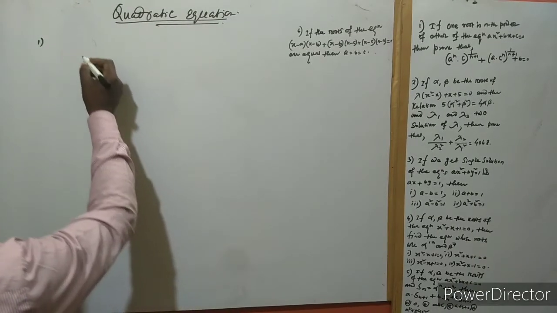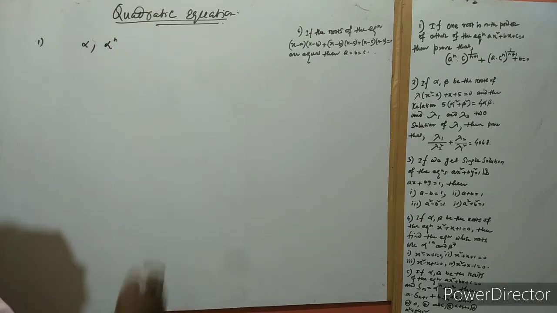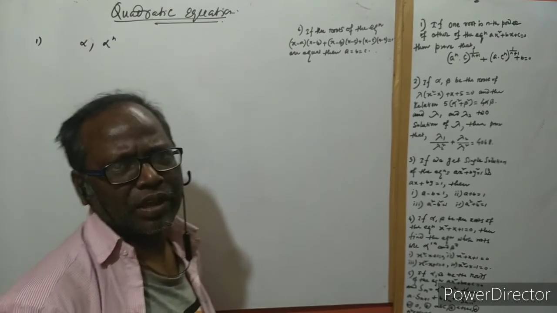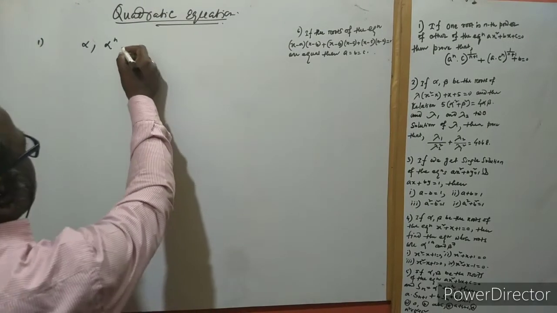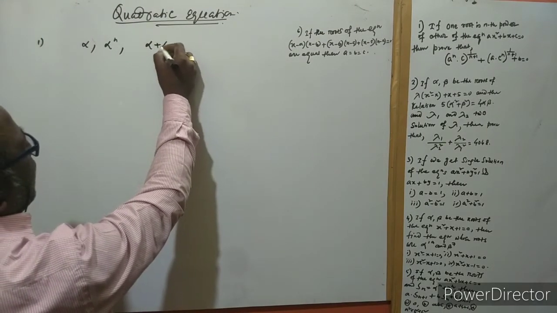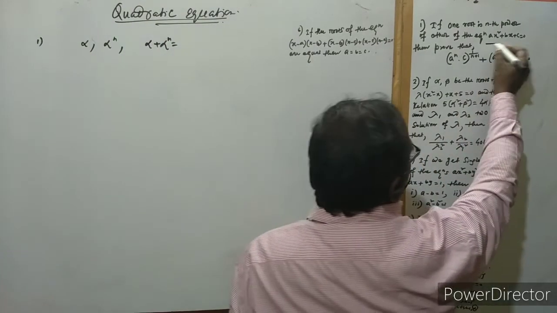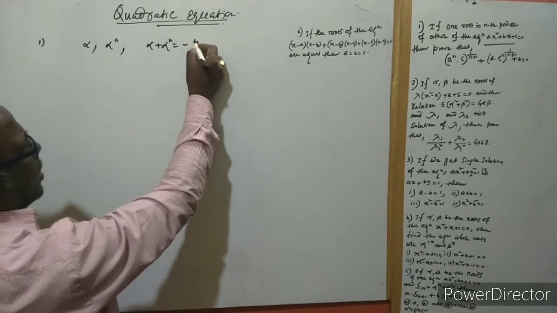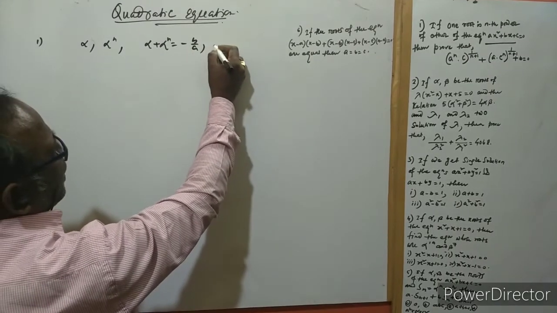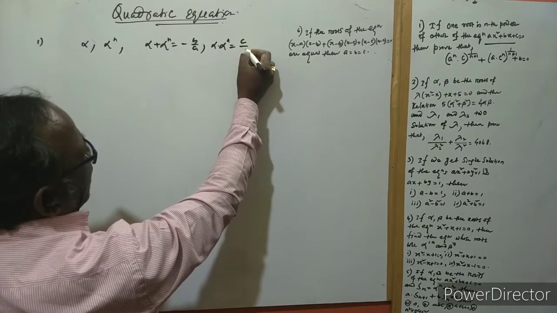By the statement, the two roots are alpha and alpha to the power n. See carefully, if one would be alpha, then the other would be alpha to the power n. And you know the sum of the two roots, alpha plus alpha to the power n, is equal to, for the equation ax square plus bx plus c, minus b by a. Also the other condition is alpha into alpha to the power n, and that is equal to c by a.